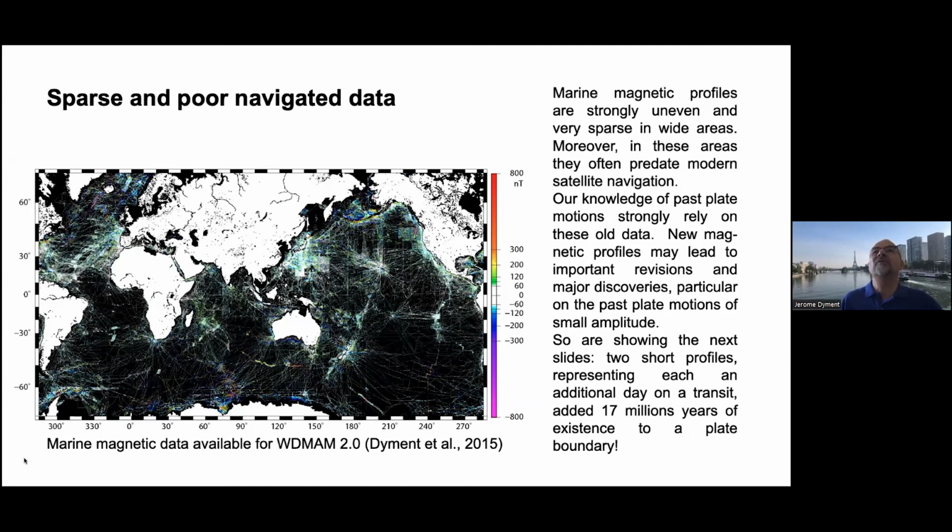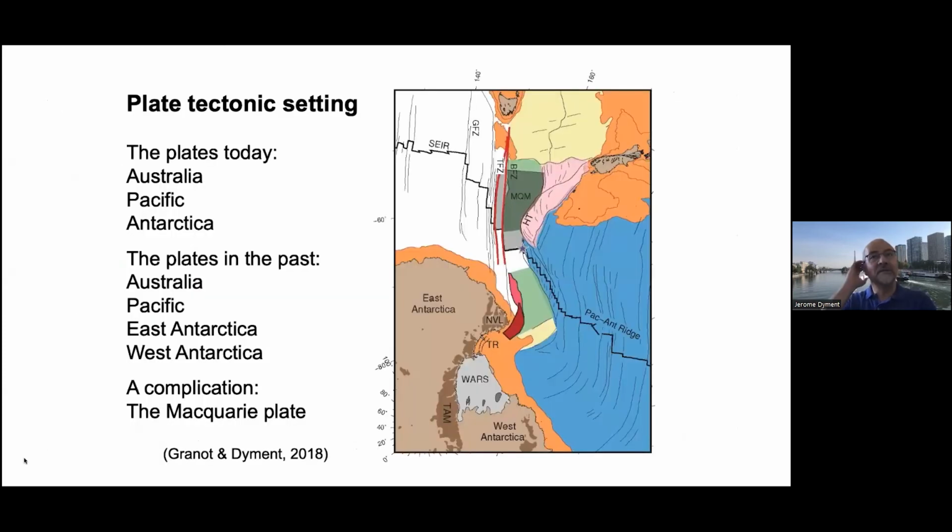And new magnetic profiles may lead to important revisions and major discoveries, particularly in the past plate motion of small amplitude. There are quite a lot of motions that are not seen because they are below the uncertainty of the present data. We are showing in the next slide two short profiles, representing each only an additional day on the transit to Antarctica. They added 17 million years of existence to a plate boundary. And this is work conducted with Roy Granot.